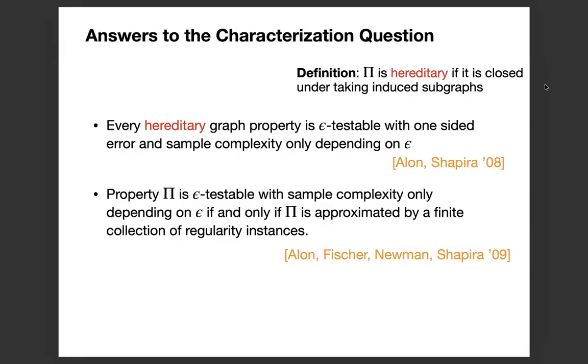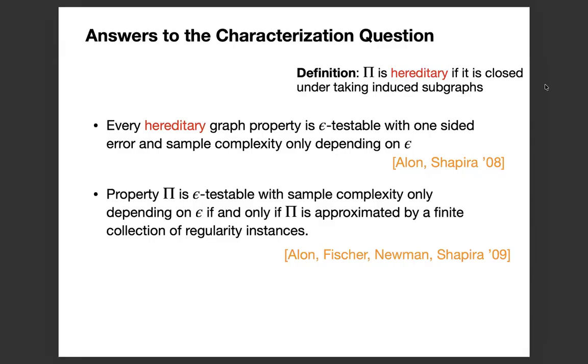Is it easy to give an example of a graph property that is approximated by a finite collection of regularity instances that is not hereditary? Something new that the second theorem gives. So I'm sure there are examples, but is there an easy one to say? Yeah, the property of having a rho n independent set.